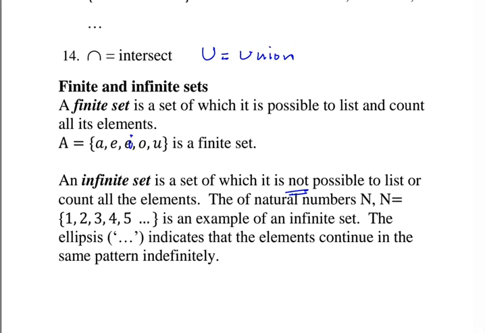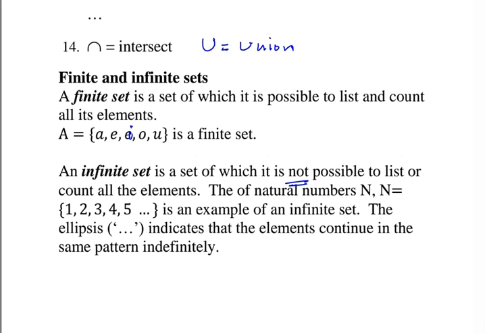Now, an infinite set is a set of which it is not possible to list or count all the elements. The set of natural numbers N, starting counting from 1, is an example of an infinite set because you could count forever. Numbers go on forever. So the set of natural numbers is an infinite set. You cannot list and you cannot count all its elements.